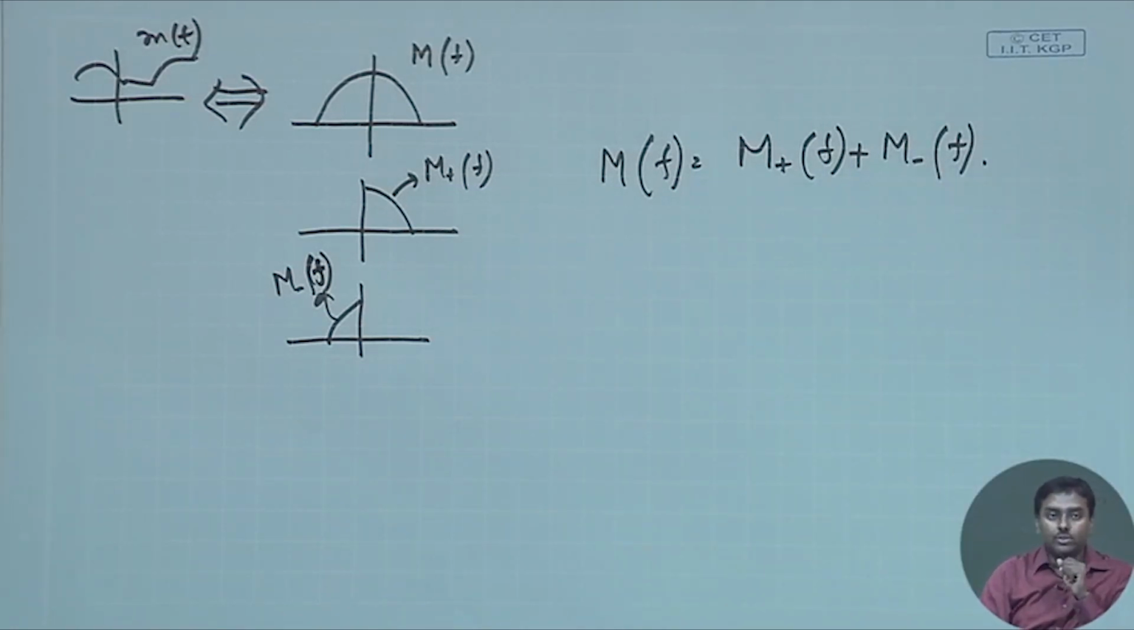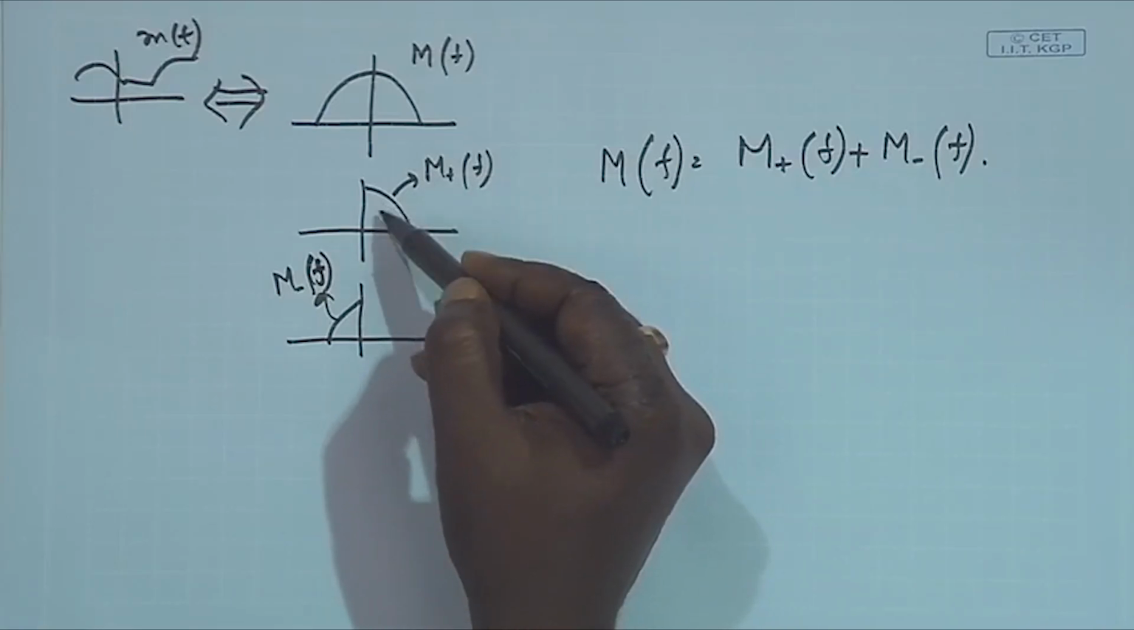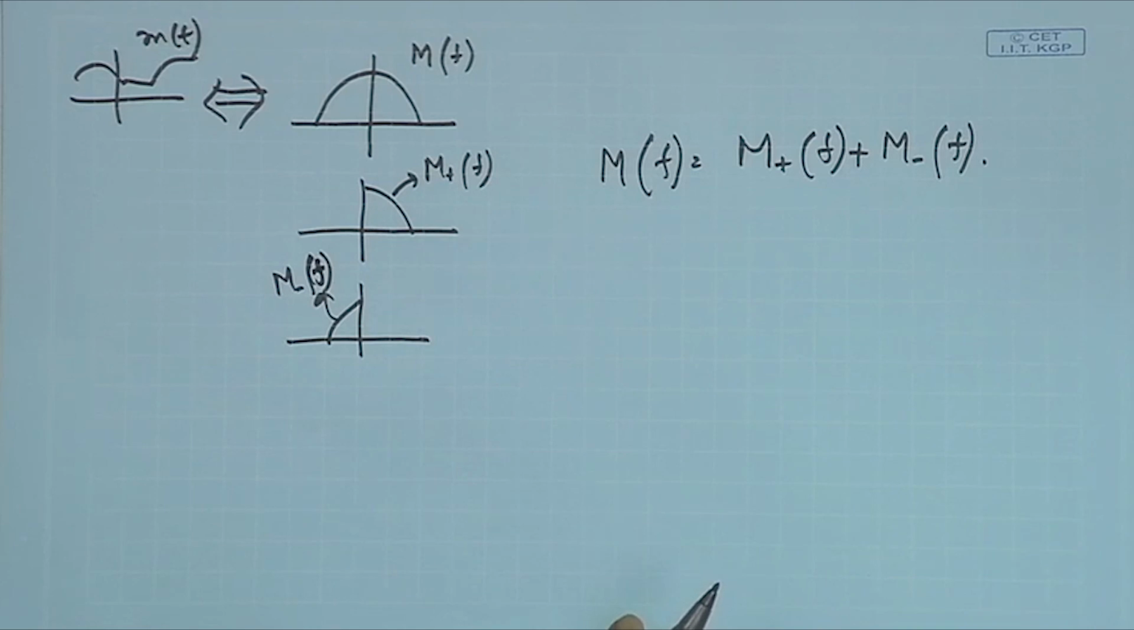Now if I wish to go from DSB to a bandwidth efficient one, which is generally called SSB-SC, that means single sideband suppressed carrier, what I try to do is, because I know one of them is actually giving me the information, I wish to keep only one of them.